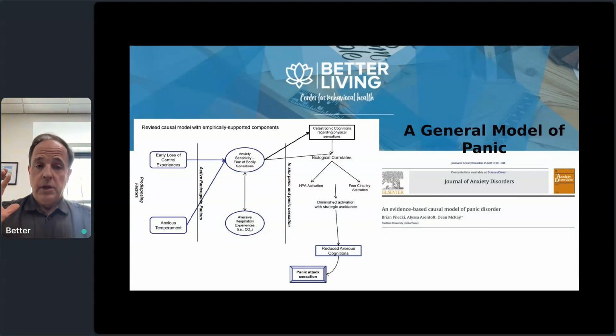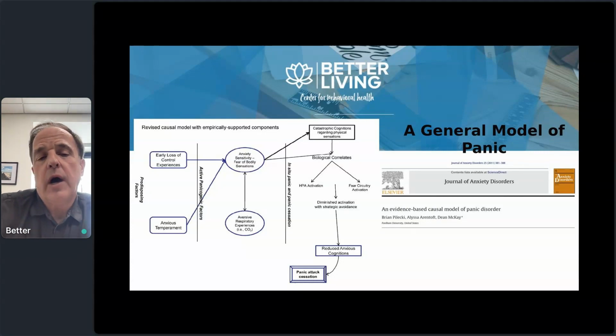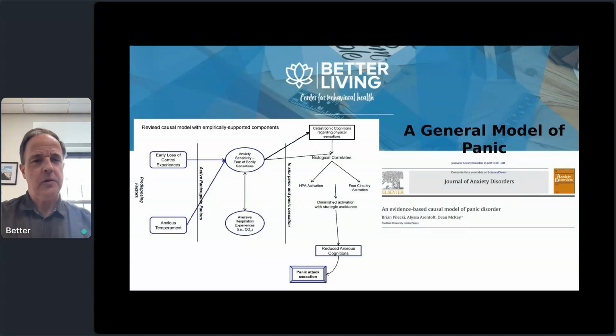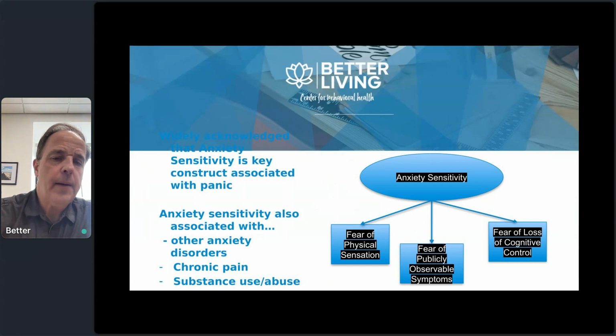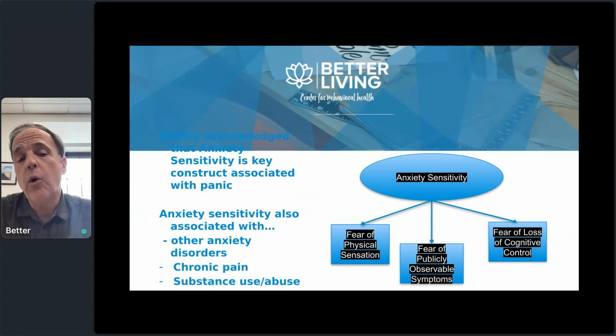Okay, so that process of activating panic sensations, and then in the far right section, I list out how this unfolds in biological correlates, the HPA activation, panic activation, and then eventually the cessation of panic. So that whole process that I just laid out, other than the early onset and early experiences, the phase 2 and 3, it's like a 20 to 25-minute experience from the initial experience all the way through to cessation. Okay, so anxiety sensitivity is a core concept here.